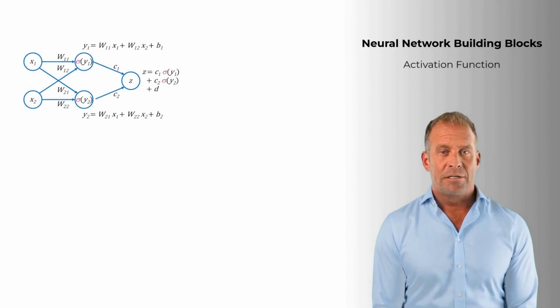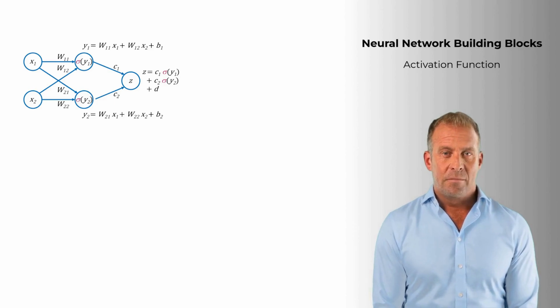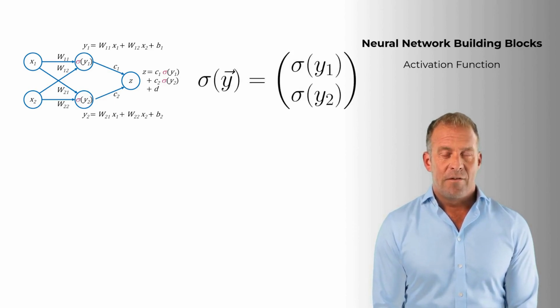On screen you now see the same network, but each hidden node is wearing a new hat labeled sigma. Sigma is our activation function, and it bends straight lines into anything we like: curves, steps, or wiggles. Sigma of vector y simply means feed y1 through sigma, feed y2 through the same sigma, and pack the results back into a vector.